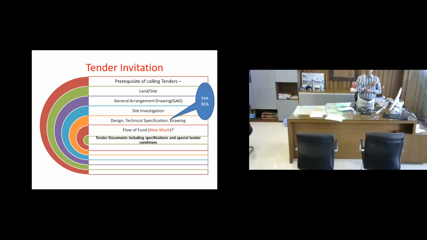Okay, you see, the basic thing is that if you want to invite a tender, you must have a clear site. Or if it is a new line or doubling project, you must assess your land requirement and see that land is available, only then we should invite a tender. General arrangement drawing, let's say if you want to construct a building, where the building is to be constructed should be agreed to by all concerned and GAD should be approved at appropriate level so that there's no dispute about site once you have awarded the contract.